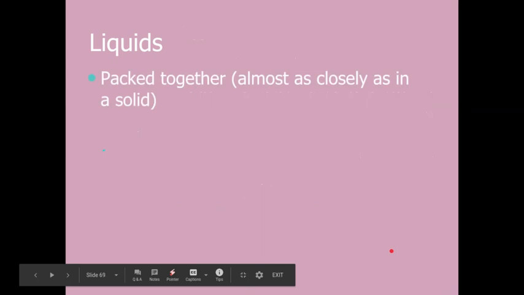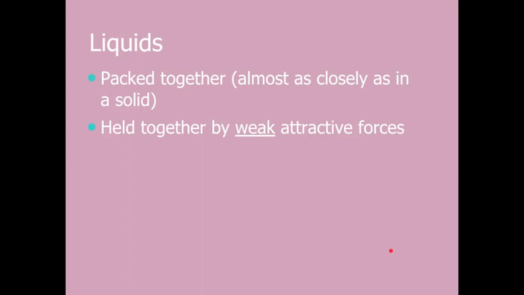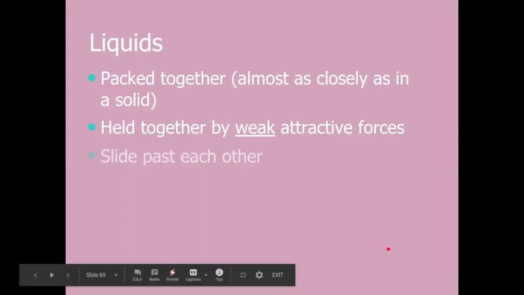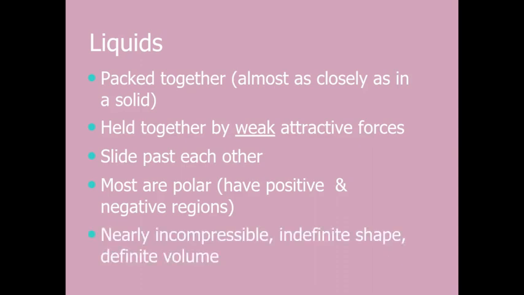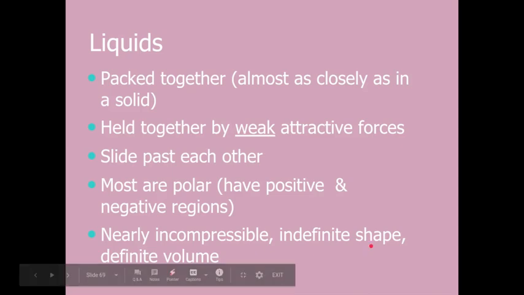For liquids, they're packed together almost as closely as they are in a solid, but they're held together by weaker attractive forces than a solid would be. The atoms are able to slide past each other, and a lot of our liquids are polar. They have positive and negative ends. For example, water. We talked a lot about that in our bonding chapter, how it had the partial negative and partial positive end. Liquids are nearly incompressible, they have an indefinite shape, and they have a definite volume.